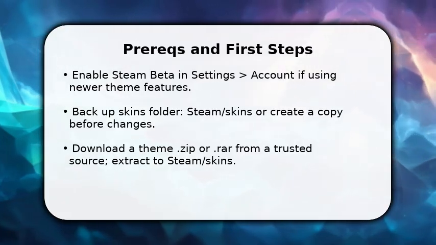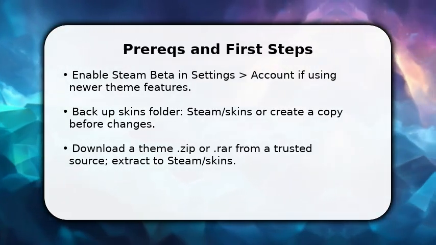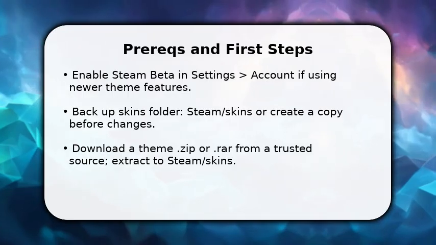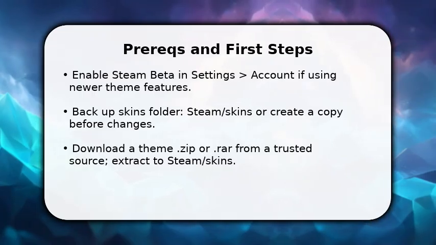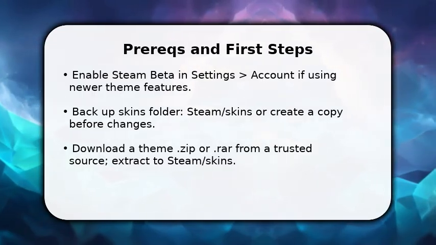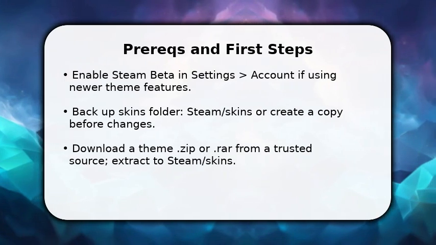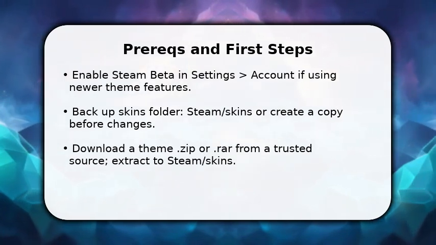Once done, download a theme archive from a trusted place and extract it directly into Steam/skins. Make sure the extracted folder contains a Steam, styles, and resource files so Steam can read it. This initial placement is what lets the client detect the theme immediately.